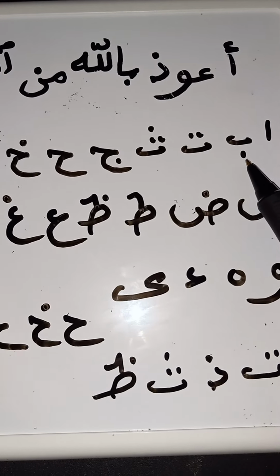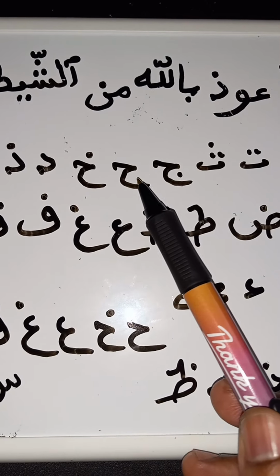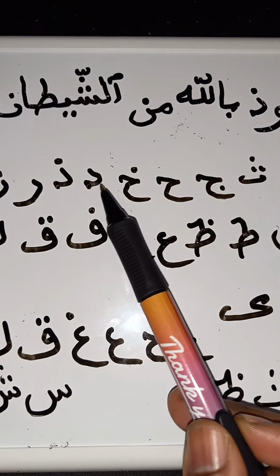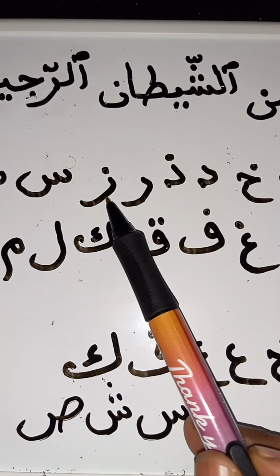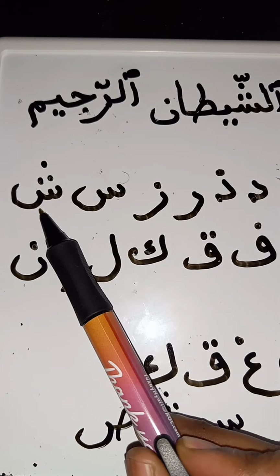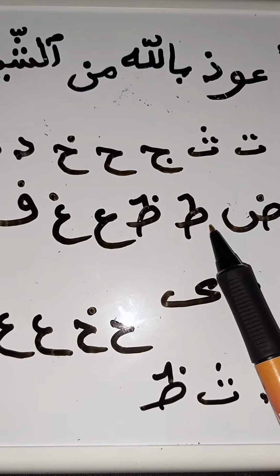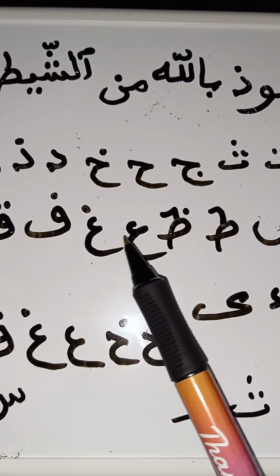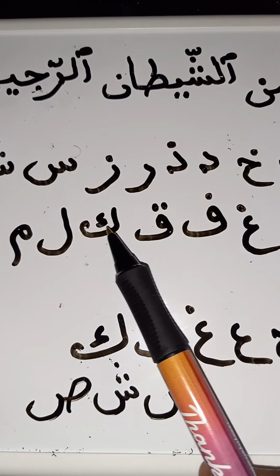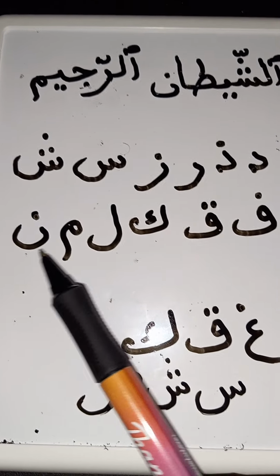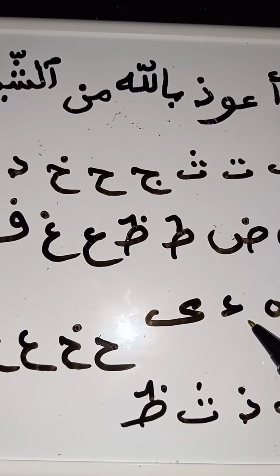Alif, Ba, Ta, Tha, Jim, Ha, Kha, Dal, Zal, Ra, Zal, Sin, Shin, Swad, Dad, Ta, Dha, Ain, Ghain, Fa, Qaf, Kaf, Lam, Mim, Noon, Waw, Ha, Hamza, Ya.